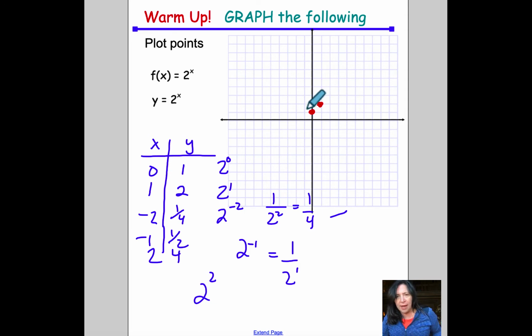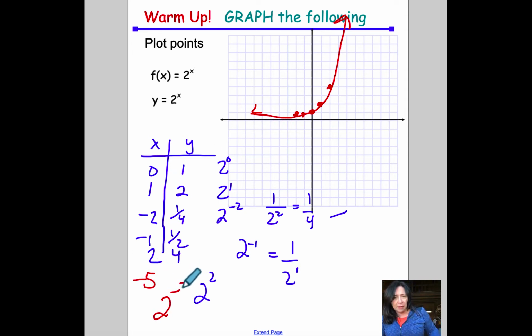We have a point at -2, 1/4, and then we have a point at -1, 1/2, and I have a point at 2, 4. So where is that? 1, 2, 3, 4. And so what's happening here is that my graph is going to get really, really close, and I can double check, like make a point, say -5, right?